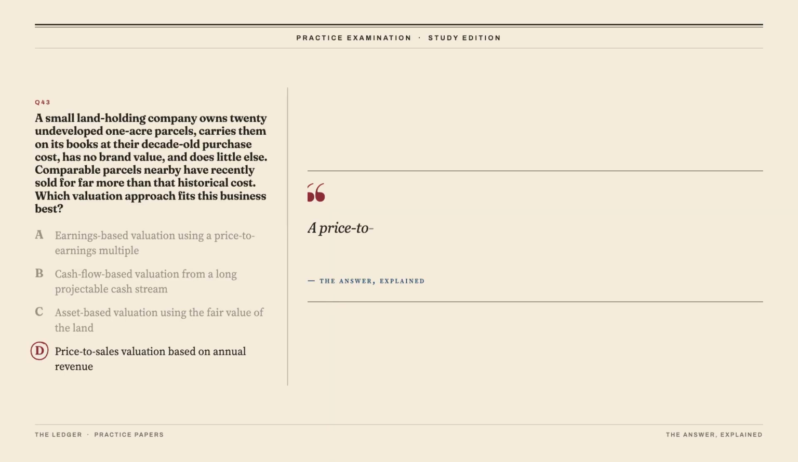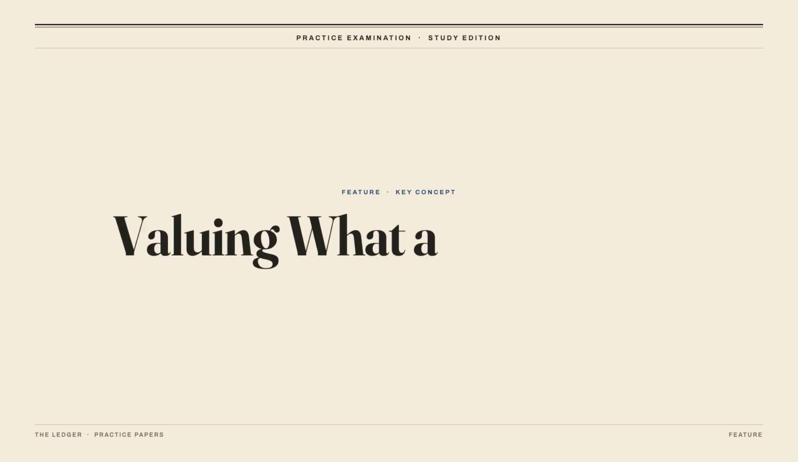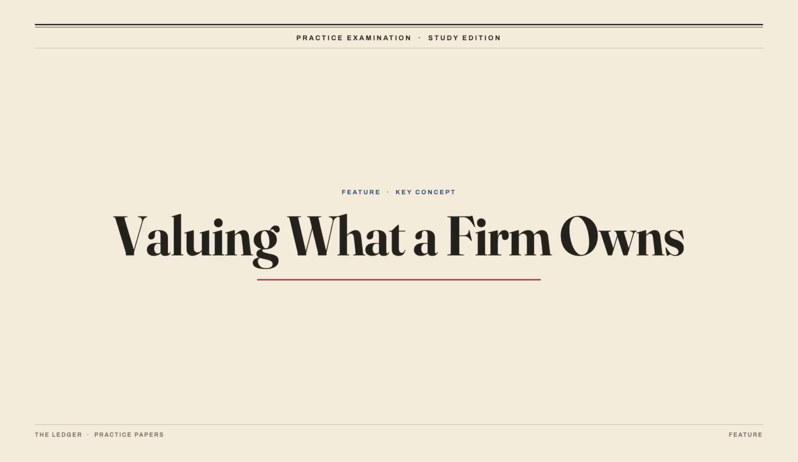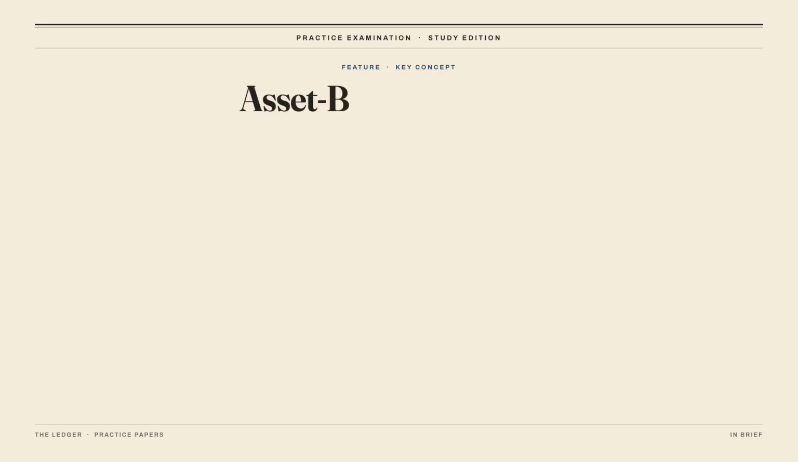D is wrong because a price-to-sales multiple fits revenue-generating service firms, whereas this company's value lies in its land, not in sales. Some companies don't earn much of anything. They just hold valuable property. For a firm like that, the right valuation tool isn't a multiple or a cash flow model, it's asset-based valuation.